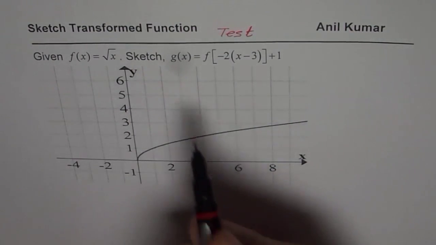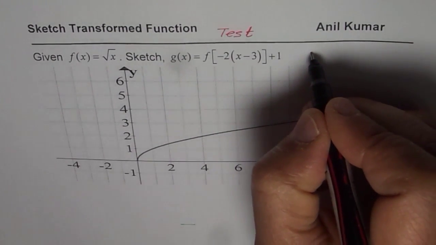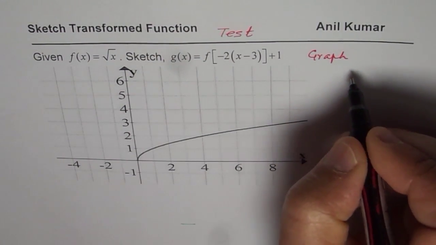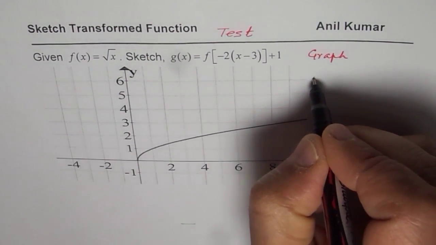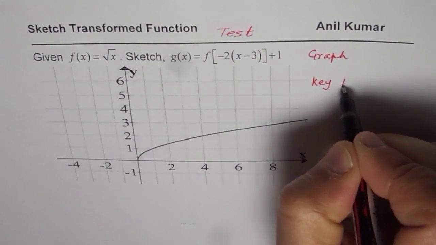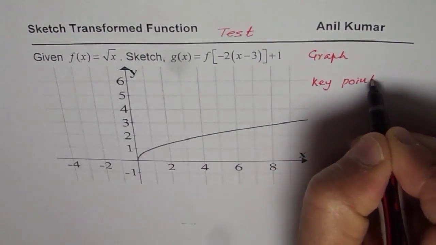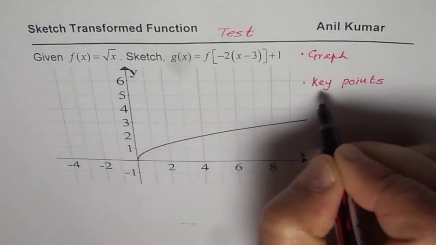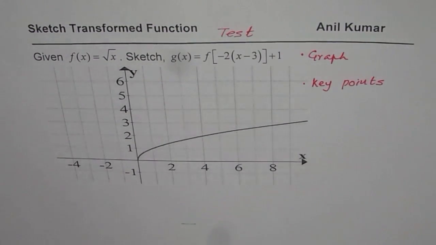Now you could use two methods. One, we are saying use graph as a method itself, the graphical method. The other one is using key points. So you could use both or either one of them. These are the two methods which you can adopt to sketch the graph.